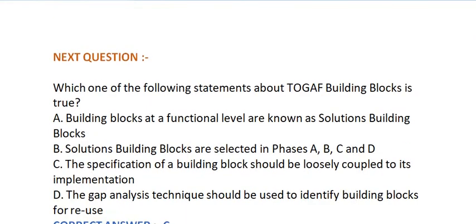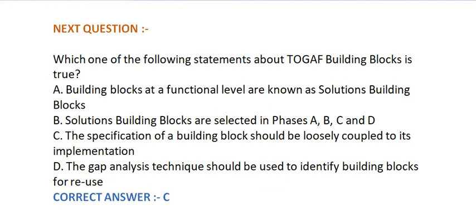Now moving to the next question. Which of the following statements about TOGAF building blocks is true? Option A, building blocks at a functional level are known as solutions building blocks. Option B, solutions building blocks are selected in phase A, B, C, and D. Option C, the specification of a building block should be loosely coupled to its implementation. And option D, the gap analysis technique should be used to identify building blocks for reuse. And the correct answer is option C.